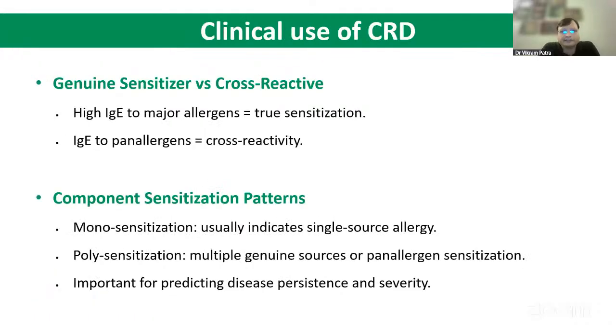Clinical use of CRD, as I mentioned: you can detect genuine sensitizer versus cross-reactive. Then component sensitization patterns: monosensitization usually indicates single source allergy. Polysensitization indicates multiple genuine sources or pan-allergen sensitization. I showed you the report first. So it can be multiple genuine sources or many times maybe pan-allergen sensitization. It is important for predicting disease persistence and severity.